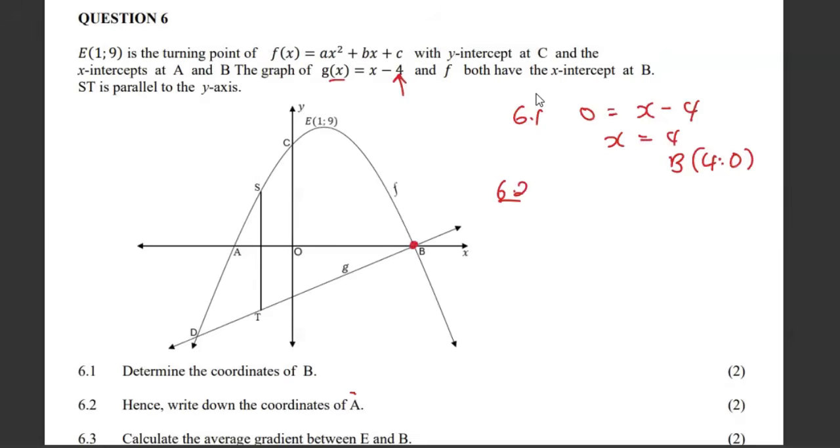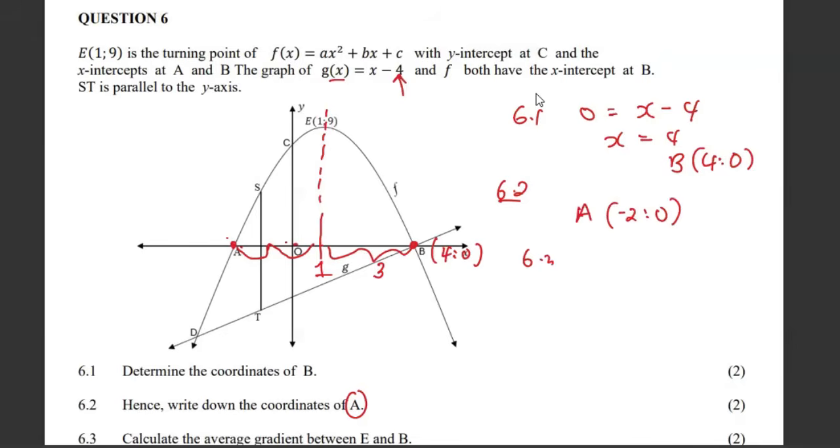6.2, hence write down the coordinates of A. So if this is a 4 and 0, but this is a midpoint or the axis of symmetry, which is a 1. So it indicates that we have 3 units, meaning that we must also have 3 units that side. So this is 1 unit already, and then we're going to have 2. So A is going to be negative 2 and 0.